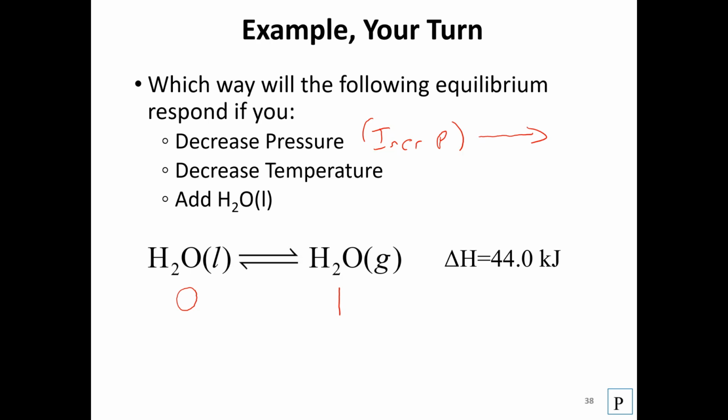Now, if we decrease temperature, again, delta H says this is endothermic. You have to put energy in to evaporate water. It's an endothermic process. And again, remember, it is endothermic in the forward direction, so it gives off energy in the reverse direction. So if I decrease the available energy, it's going to try and increase it by shifting backwards.